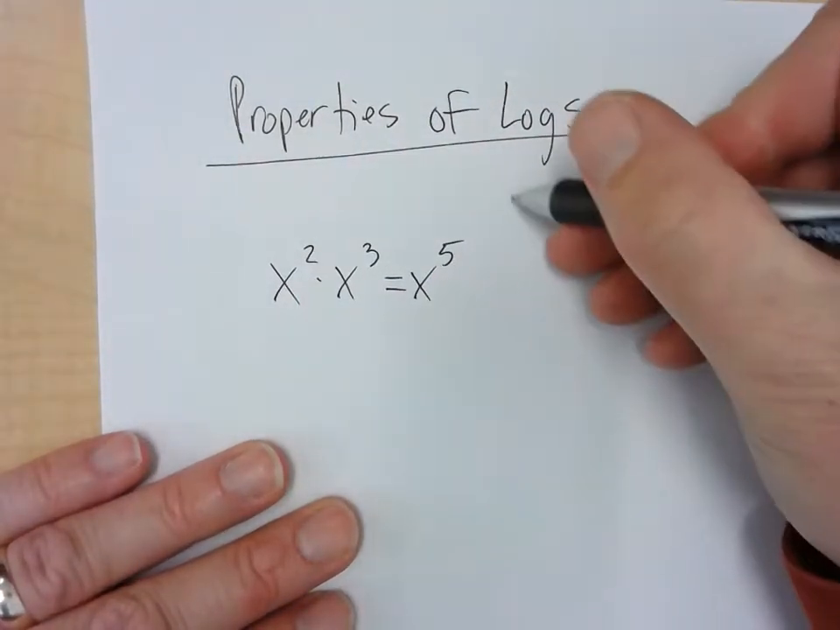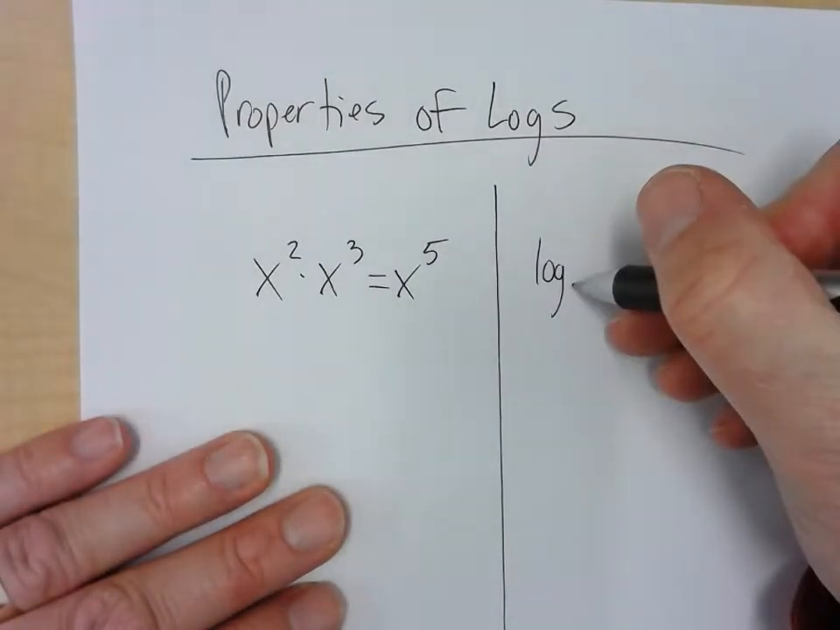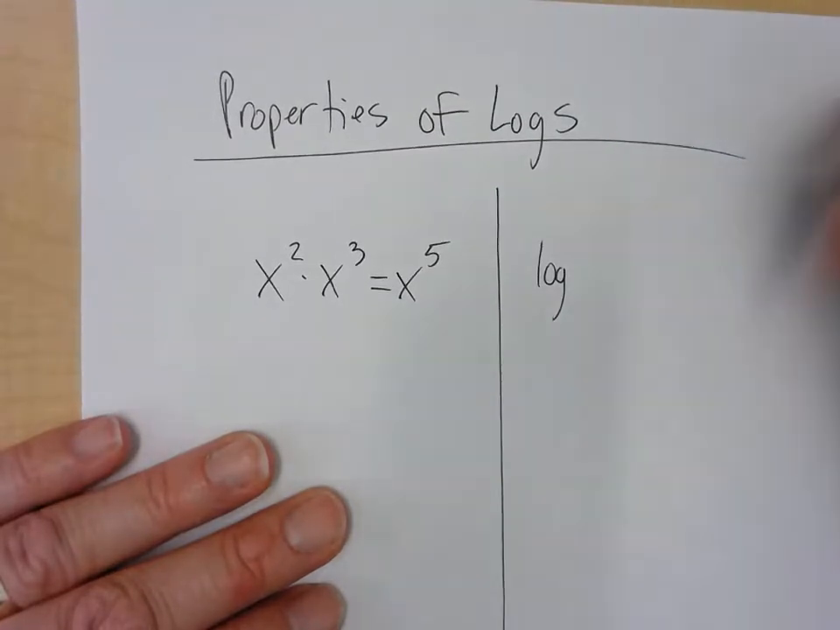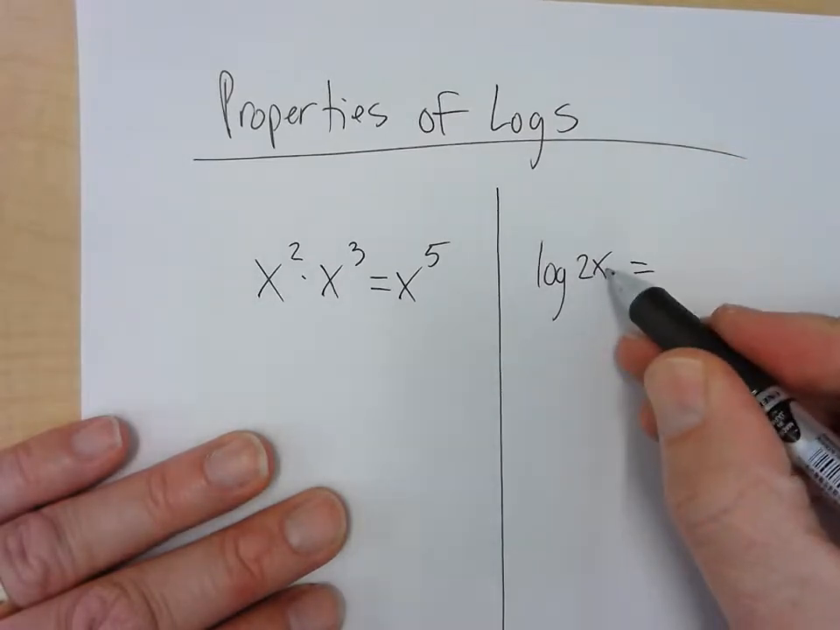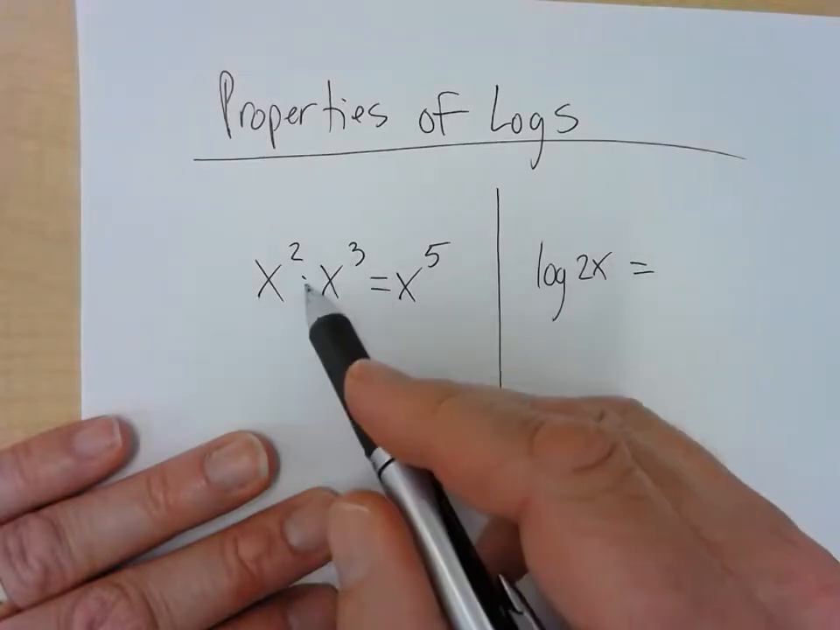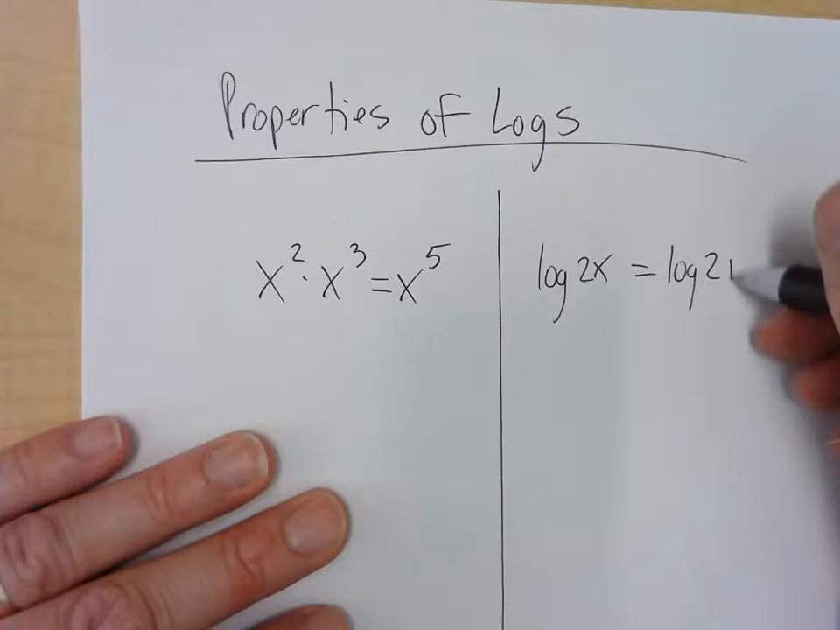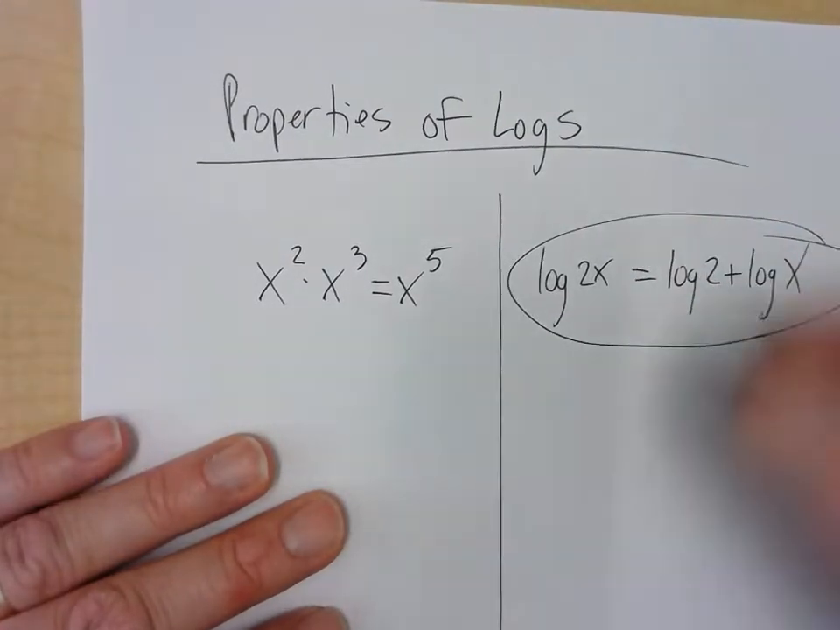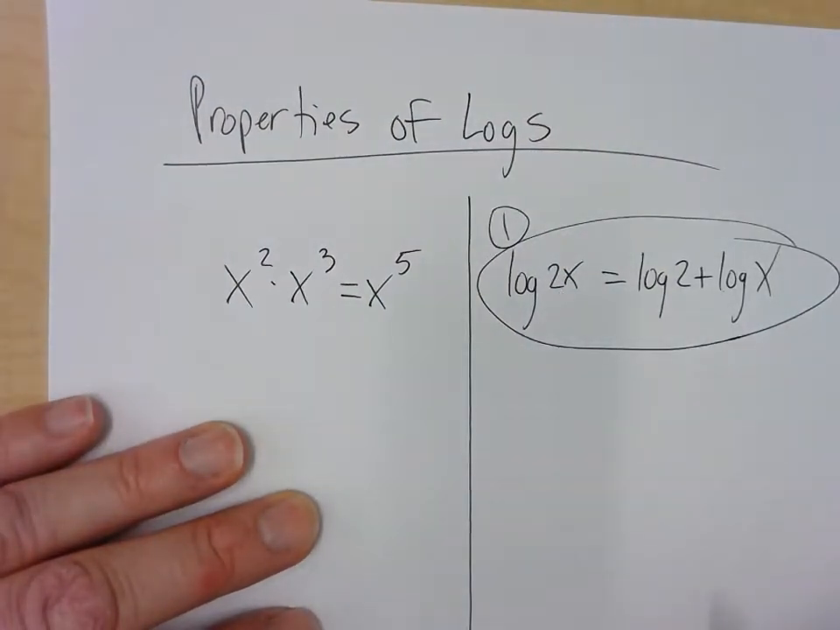All right, well, the log property that goes with that is log, and it can be any base, so I just write log because it doesn't need to be specific, it could be base 10 or base 5 or whatever. Log of 2x. Well, what's going on here is it's 2 times x. And what does multiplication mean? Multiplication means addition. So it's log 2 plus log x. So that's property number 1. So a log can change multiplication into addition.